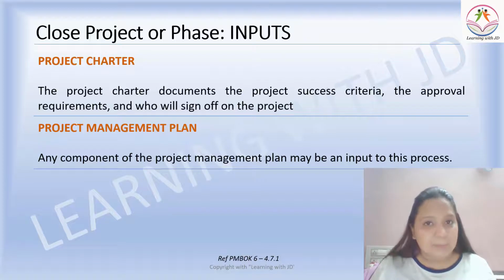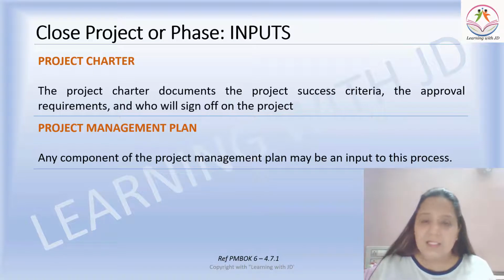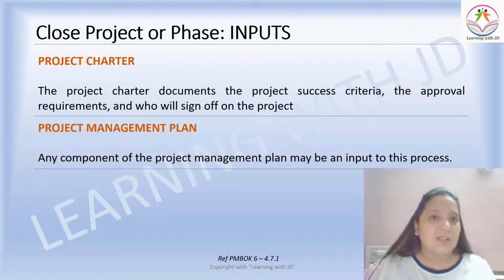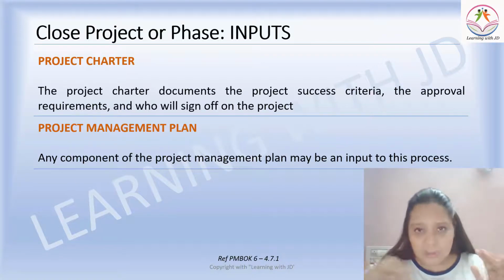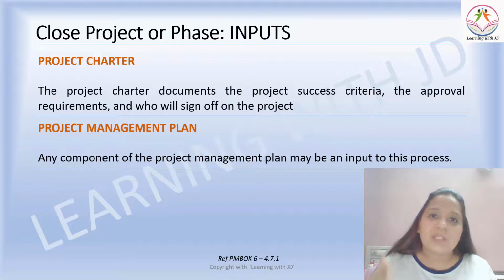Now let's see what are the inputs that we need. Of course, we need the project charter. Now this is the first document that was created. You see how we join the dots? The first document that was created at the time of initiation, and this is the last document that we are closing at the time of closing the project or the phase. So you need that project charter because the project charter documents the success criteria and the approvals that are required. At that point in time, we had mentioned what approvals we need and who is going to sign off the project. So all that information is a part of the project charter.